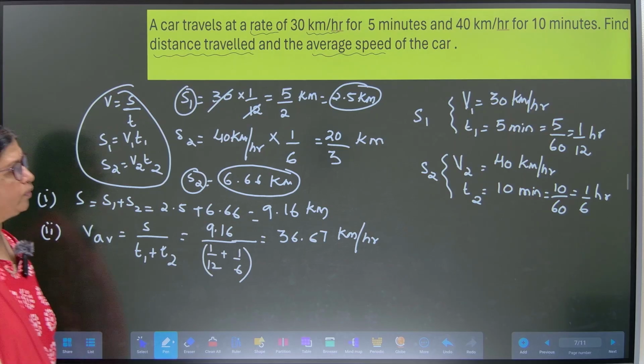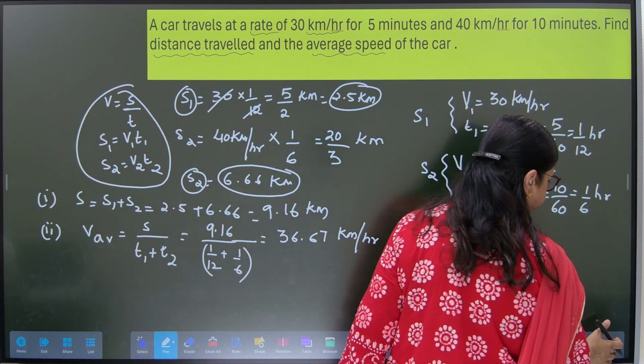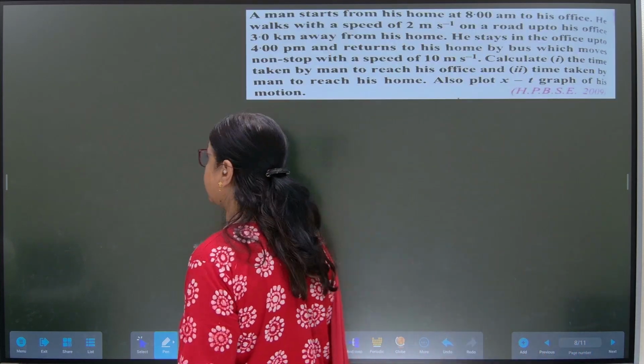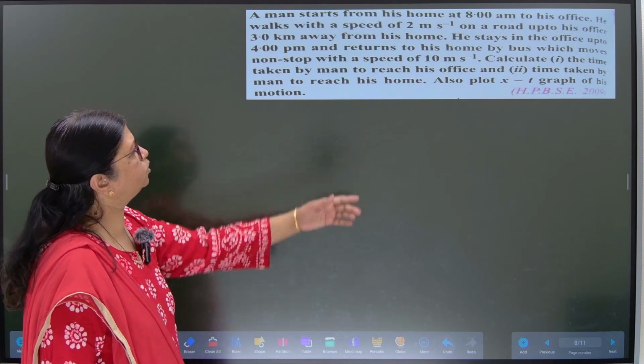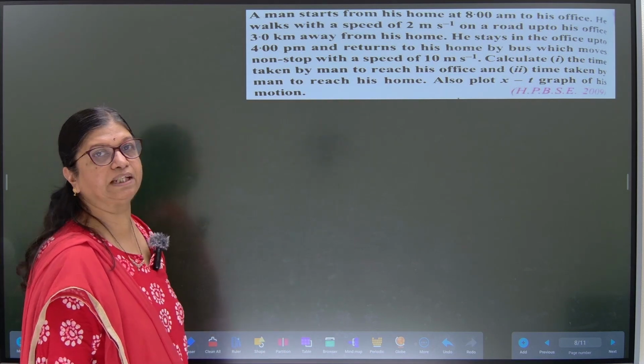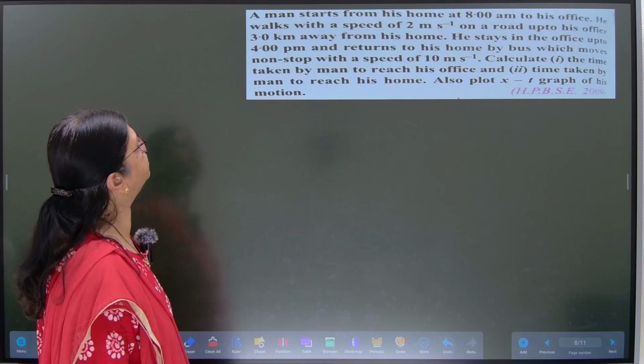Okay. Now moving to the next question. Let us first read the question and understand the question. As you can see, it is asked in some examination. In the corner it is printed.